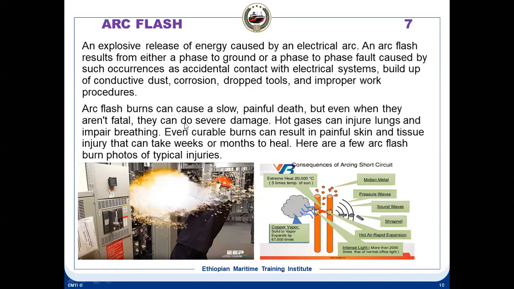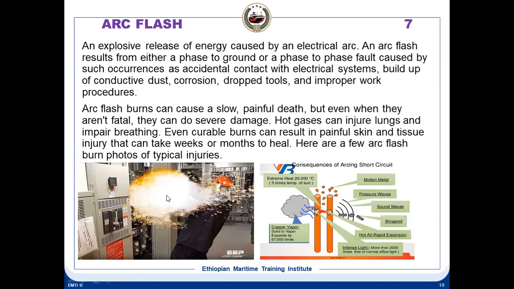Arc flash burns can cause slow, painful death, but even when they aren't fatal, they can do severe damage. The gases can injure lungs and impair your breathing. Even curable burns can result in painful skin and tissue injury that can take weeks and months to heal. There are a few arc flash burn photos you can see here. Arc flash can also lead to minor injuries.